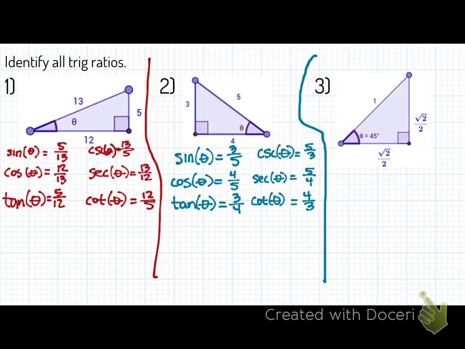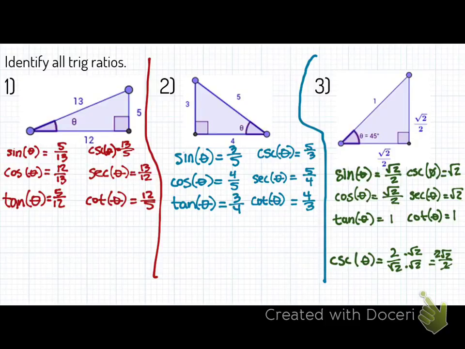Number 3. Sine of theta is going to be rad 2 over 2. Cosine of theta is rad 2 over 2. Tangent of theta is 1. Let's just start with these. Are we good with these first three for SOHCAHTOA? Yes. Okay. Because anytime you divide something by itself, it's 1.